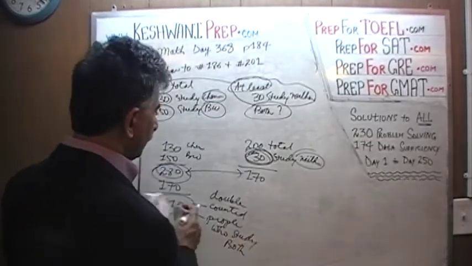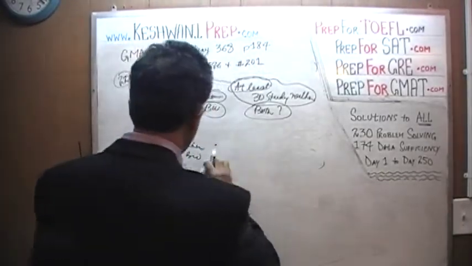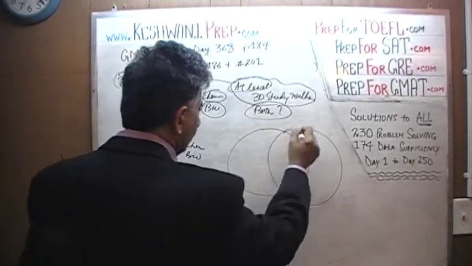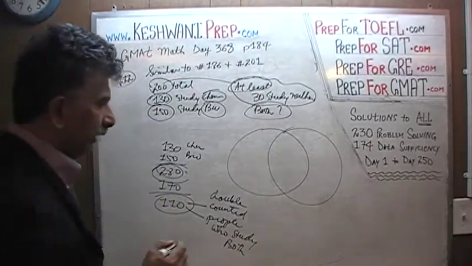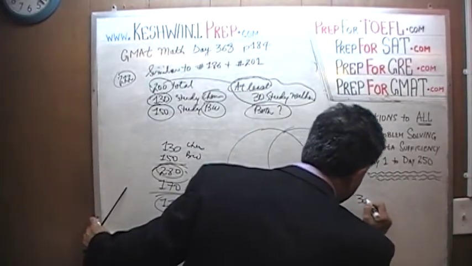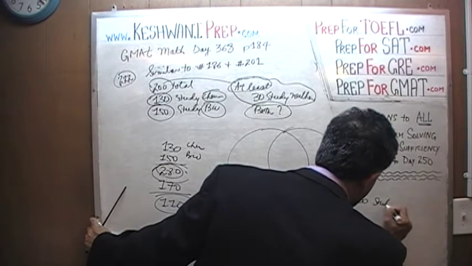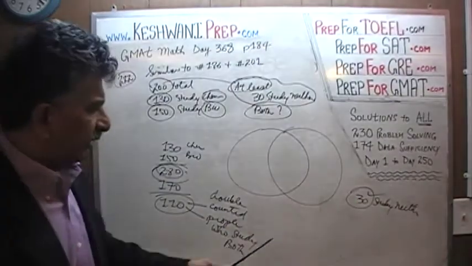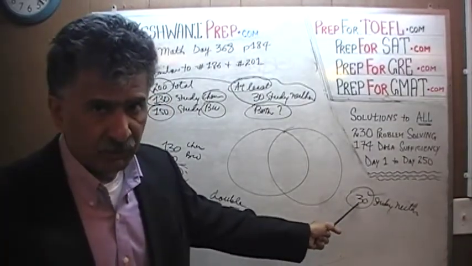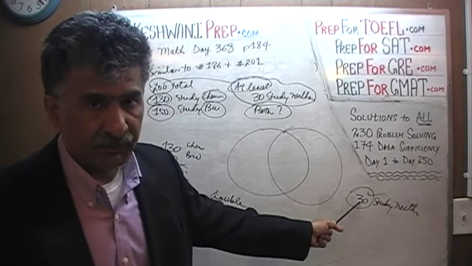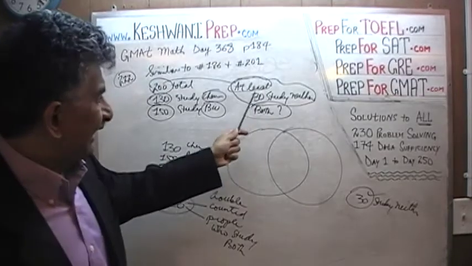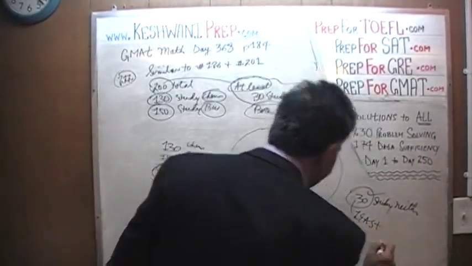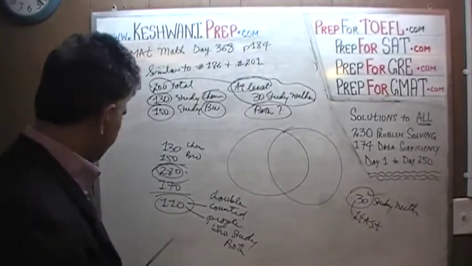Where can I do it? I left no room at all. We don't need this part. Now remember, in this scenario, we pretend that 30 study neither. Does 30 represent the highest possible number of people who study neither, or the least possible number? It says at least 30, and we are taking 30. This is the minimum. So let's start our process here.